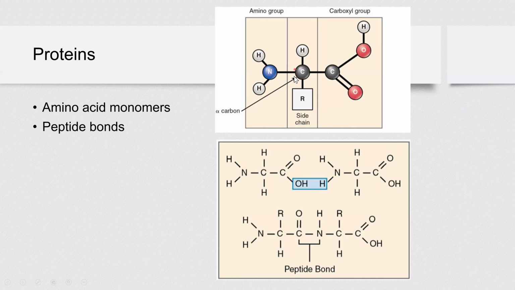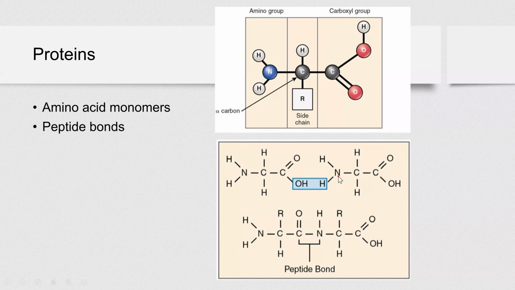They all have a central carbon. We call it the alpha carbon. You have hydrogen attached to this carbon. You have an amino group and a carboxyl group. And carbon, remember, can form four bonds. So we have one more bond, and this bond of the alpha carbon is attached to what we call the R chain or side chain. And what makes those amino acids different is this R chain. So that's what makes these 20 different amino acids.